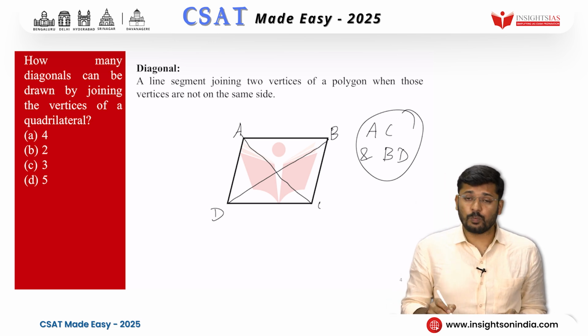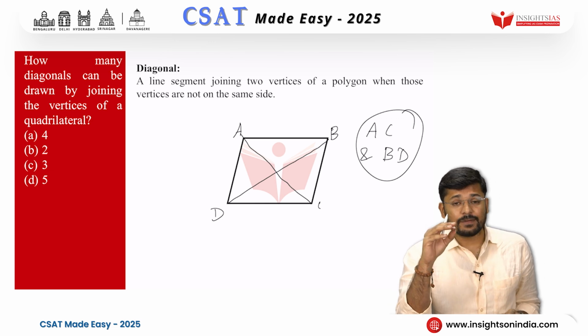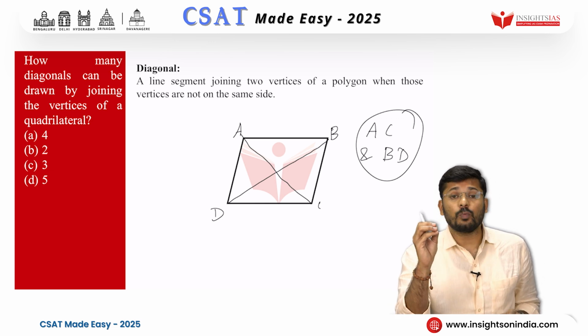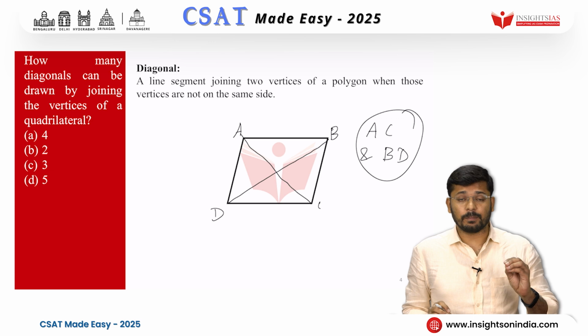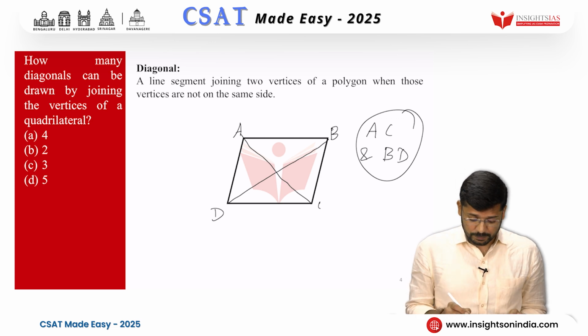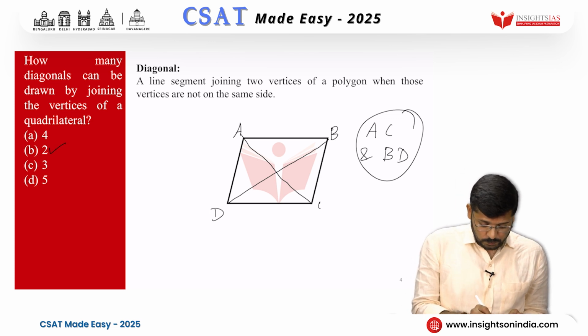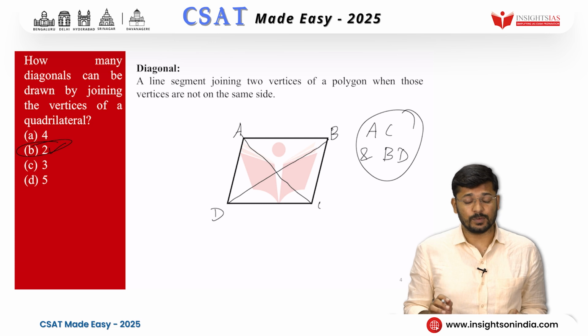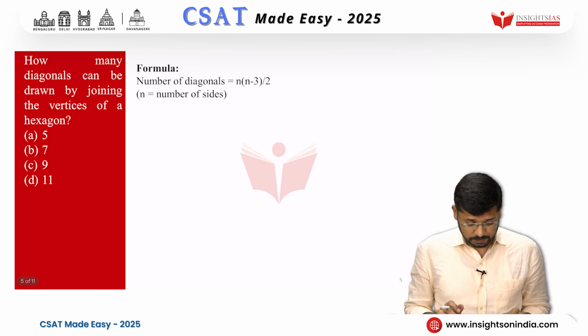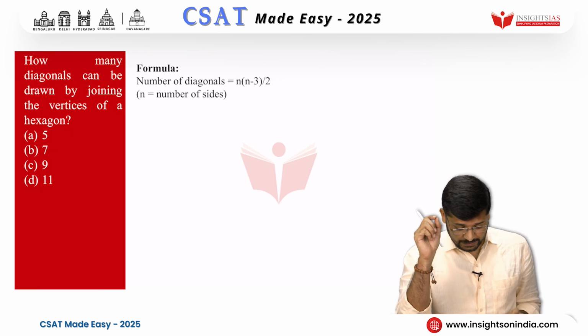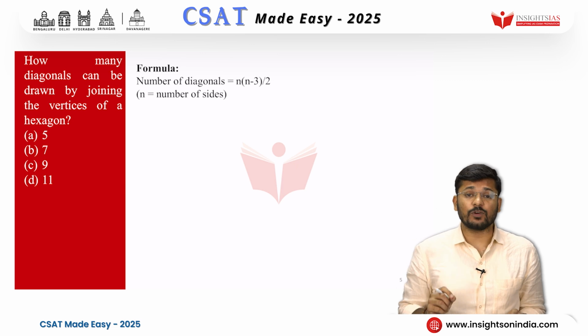So there are only 2 possibilities here, right? So if the questioner asks you how many diagonals are possible by joining the vertices of a quadrilateral, the answer is 2. Done? Okay, let's go to the next question. How many diagonals can be drawn by joining the vertices of a hexagon?